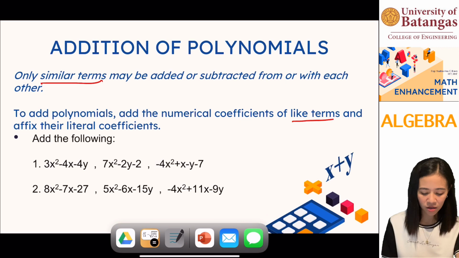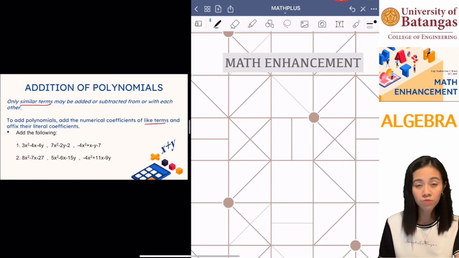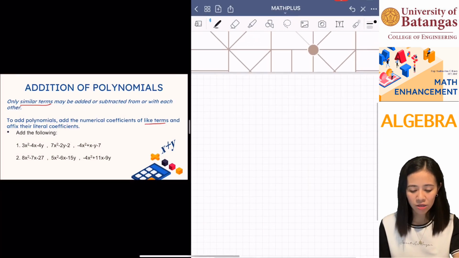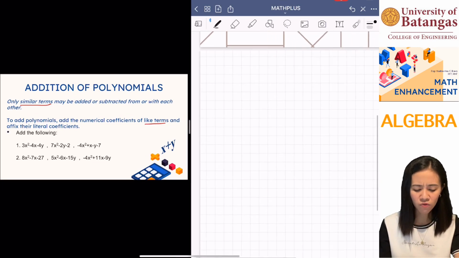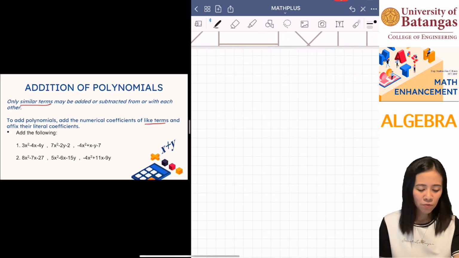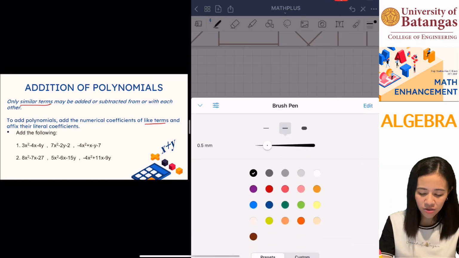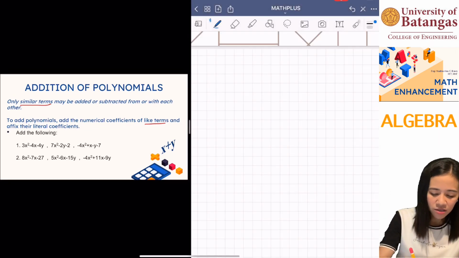Let me get a note para lang makita natin yung solution. But I know for sure that you already understand this or alam ko may idea na kayo with this. So, let's write here addition of polynomials.